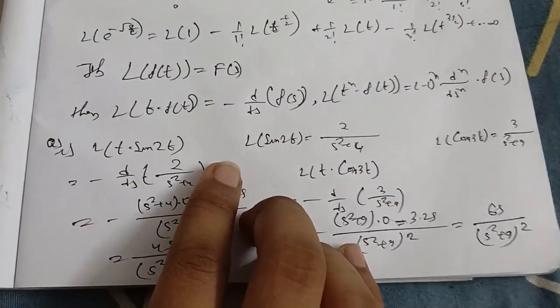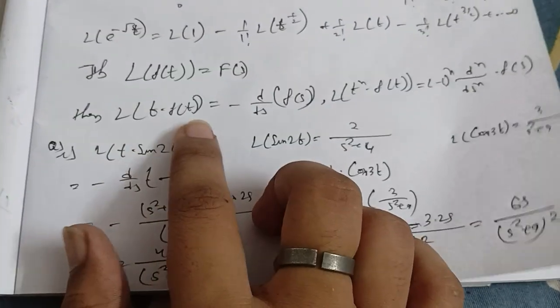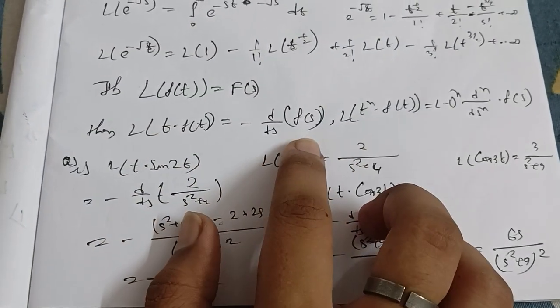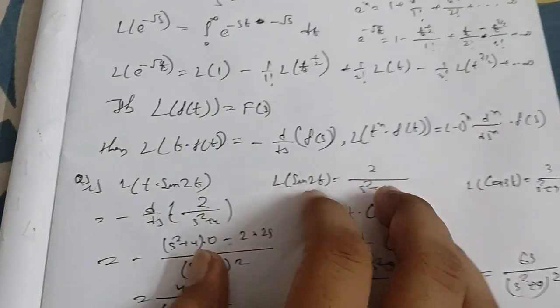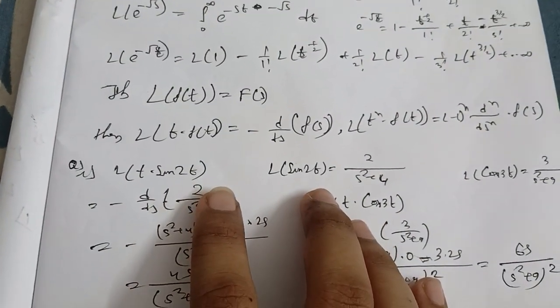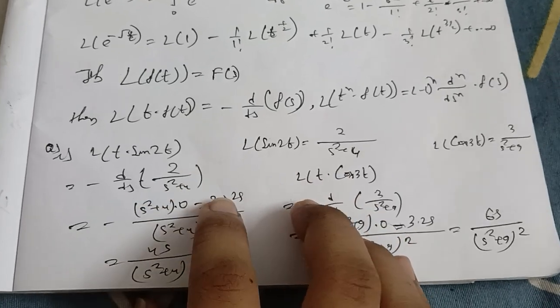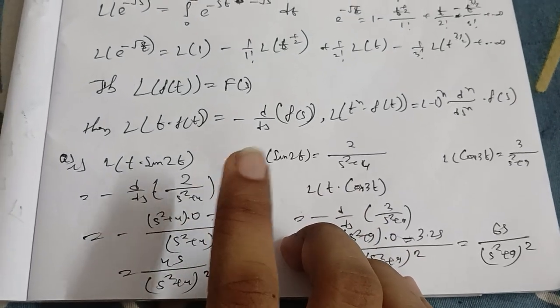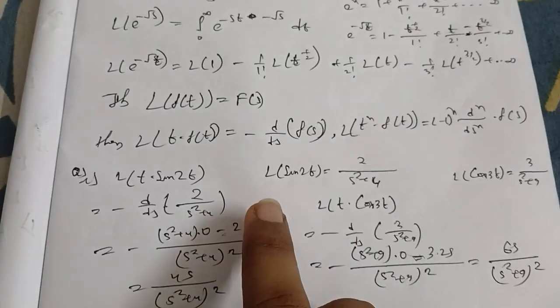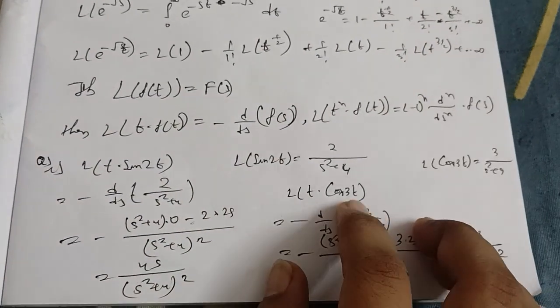Laplace of t sine 2t. Laplace of t f(t) is equal to minus d by ds of F(s), where F(s) is the Laplace of f(t). So here, when doing the Laplace of t sine 2t, we have to do the Laplace of sine 2t. Laplace of sine 2t is equal to 2 by s square plus 4.